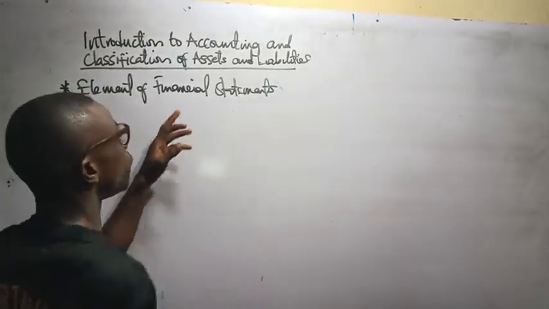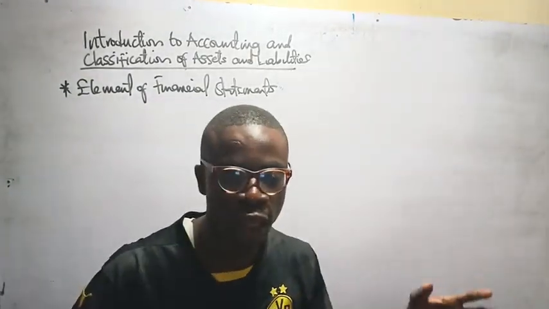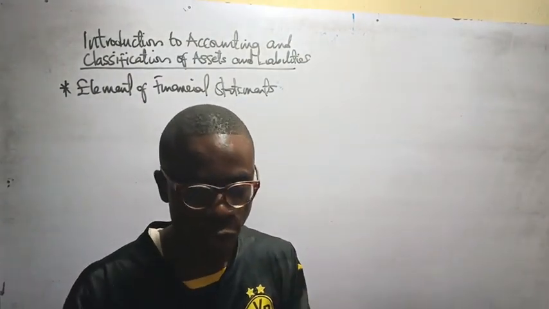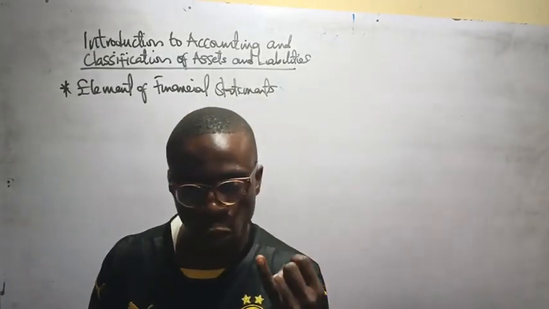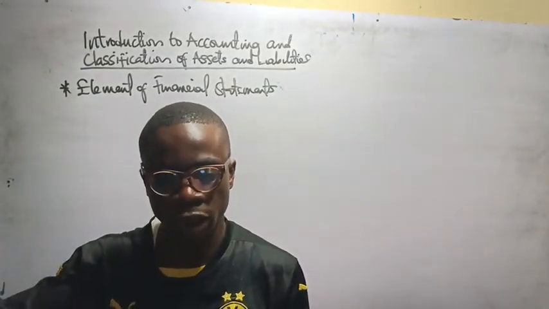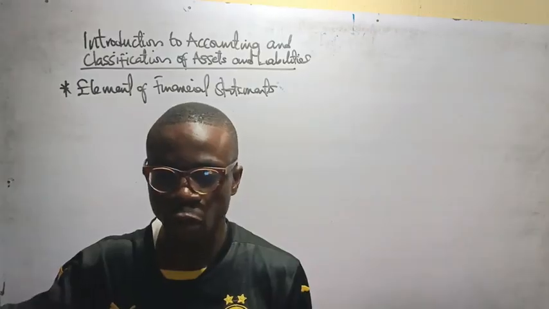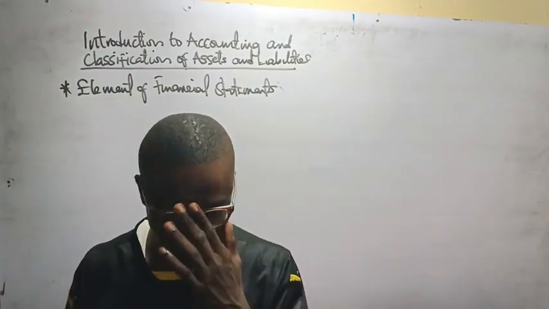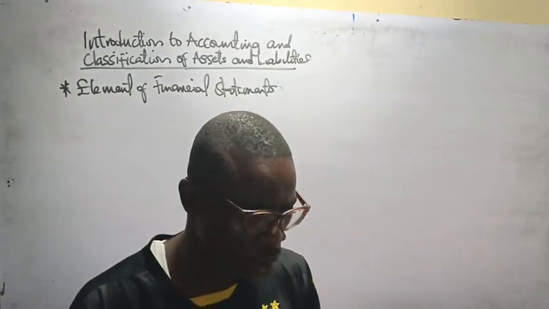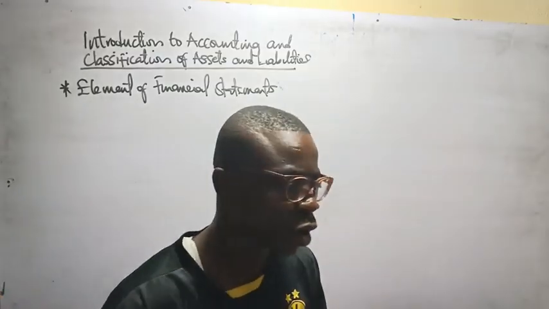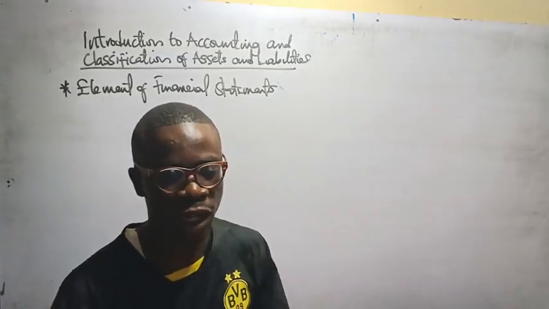And I told you that when you hear financial statement, it is not singular, it's plural. It means different statements that are being put together to be one. And I told you that the components of financial statements are the income statement, or you call it statement of profit or loss account, statement of financial position, statement of changes in equity, statement of cash flow. Now, notes to financial statements and statement of financial position. Those are the statements that we have, the components, what makes up financial statements.